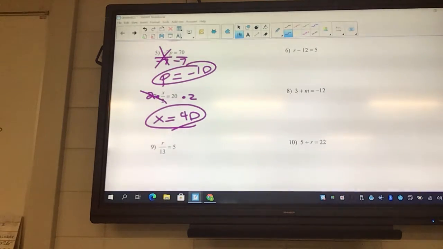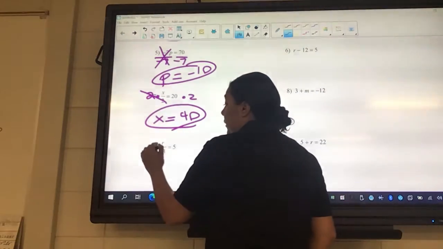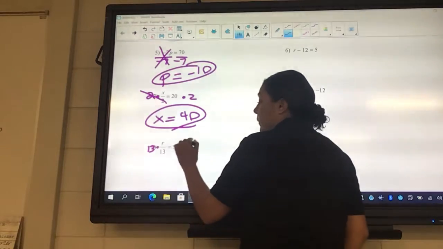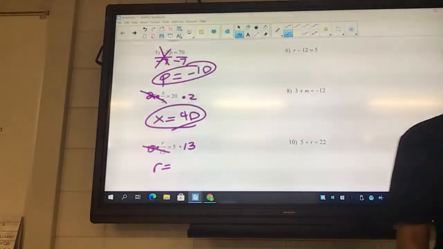Number 9. What needs moved? The 13 needs moved. How do I move that 13? We need to multiply because why? Yeah, so right now the problem is division, so we need to multiply by 13. So we got r equals 5 times 13.